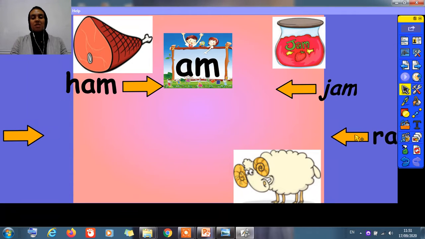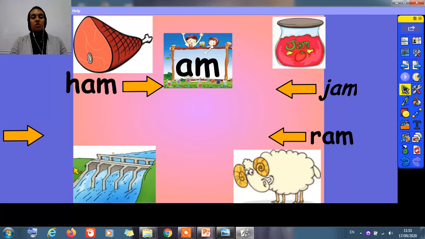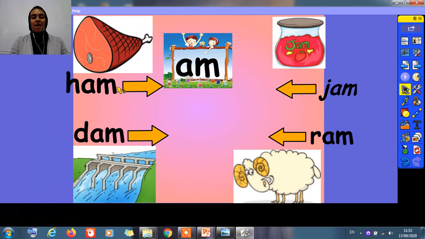It's, let's see together. It's ram. Very good. And the last picture is, who can tell me? Let's pull the arrow and see. Okay, it's dam. So the M family has the words ham, dam, jam, and ram. Very easy.